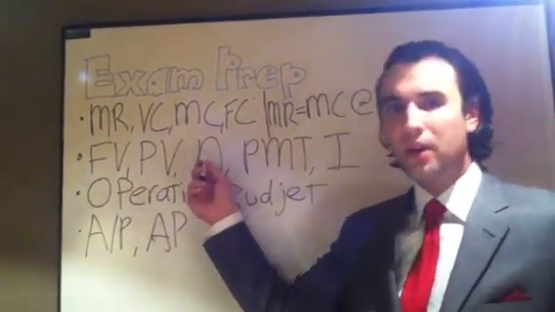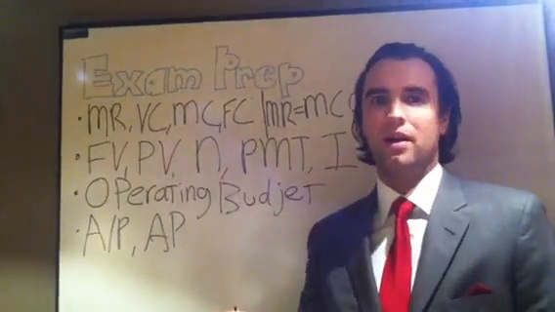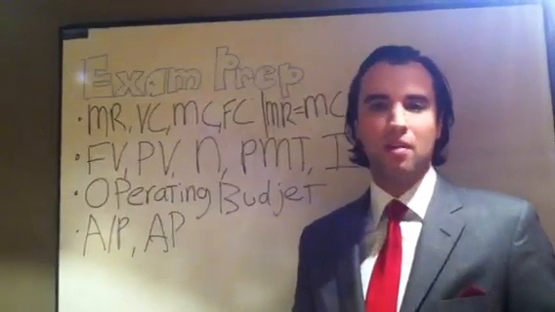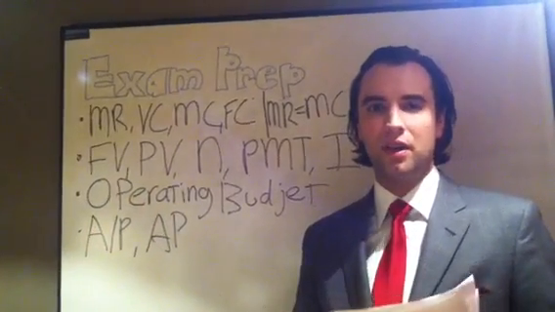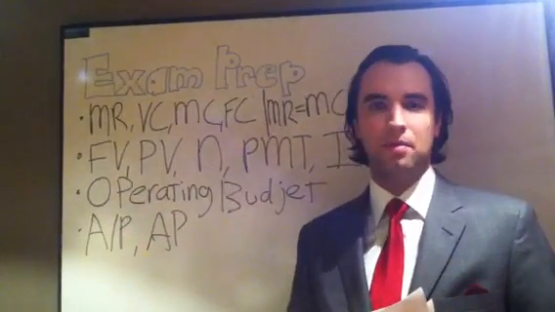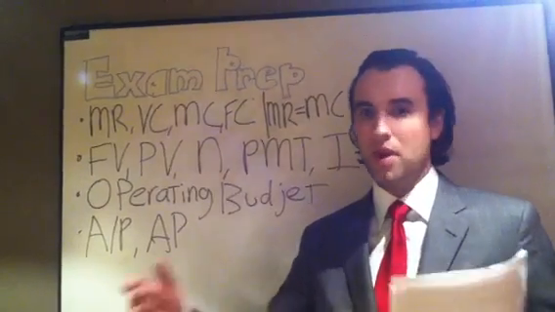N is the number of periods until maturity. Now here's a stumbling block. N isn't necessarily years. A lot of bonds pay every 6 months, so every year there would be 2N. So a bond maturing in 10 years, N would be 20.